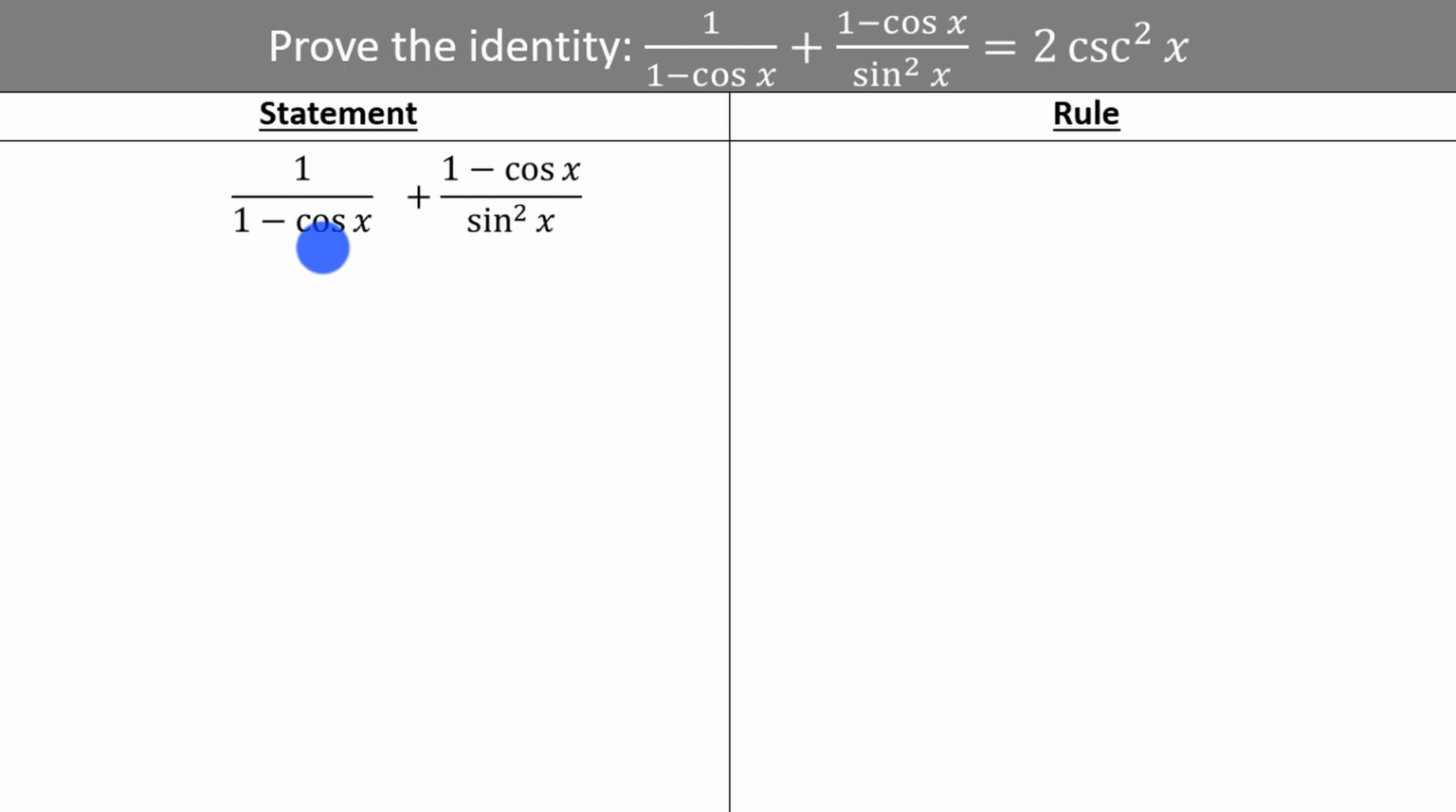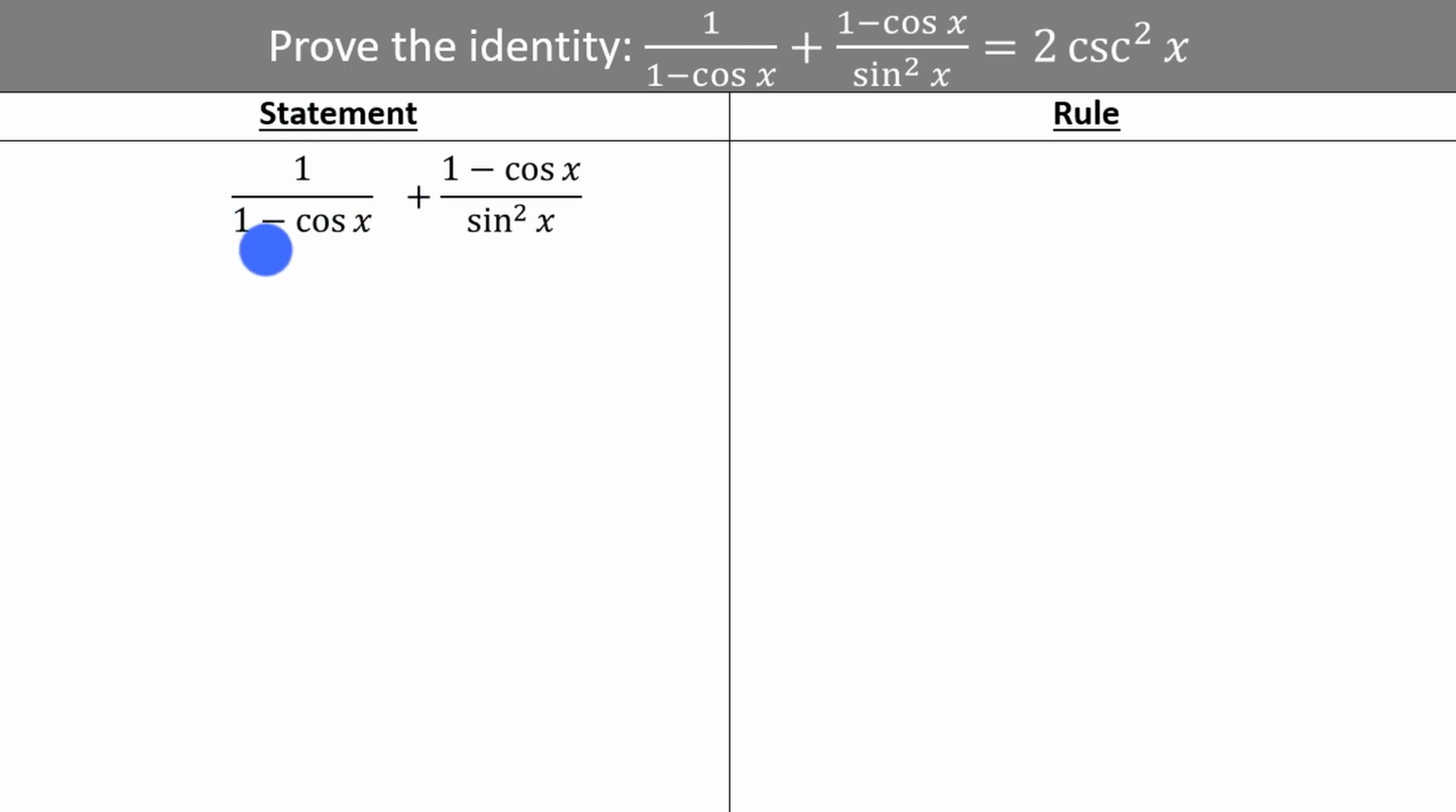I know that if I multiply by the conjugate of the denominator over itself, that can sometimes help simplify things. Further, I know that the conjugate of 1 minus cosine of x is 1 plus cosine of x. I will end up getting 1 minus cosine squared of x if I multiply by the conjugate. And of course, I know that 1 minus cosine squared of x is equal to sine squared of x. So I'm going to get a common denominator for free if I multiply by the conjugate on the first term.